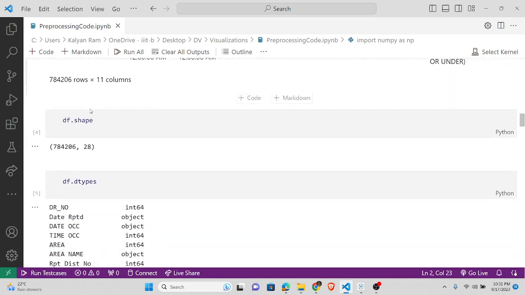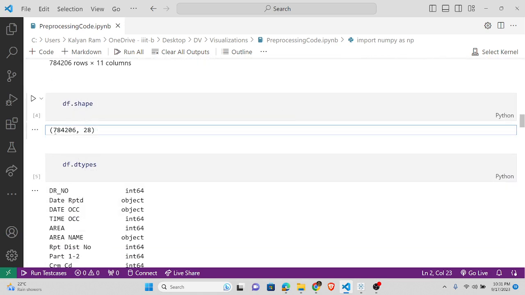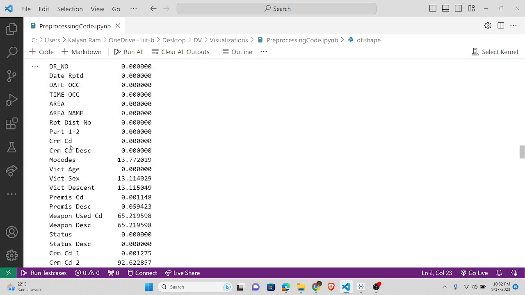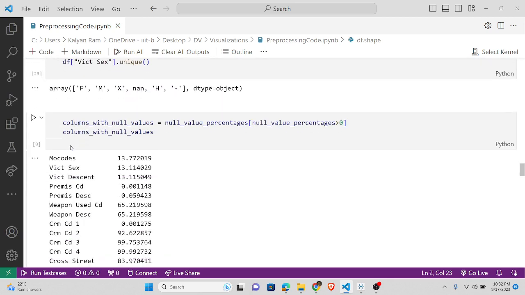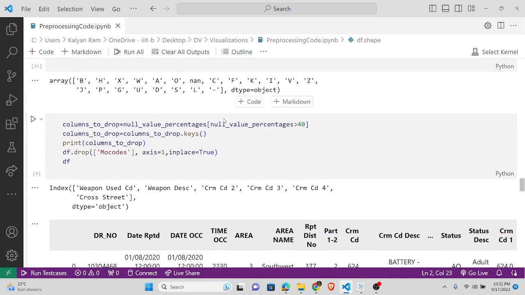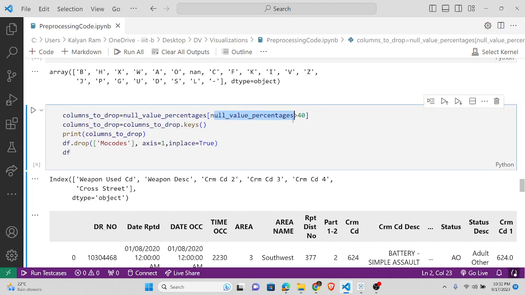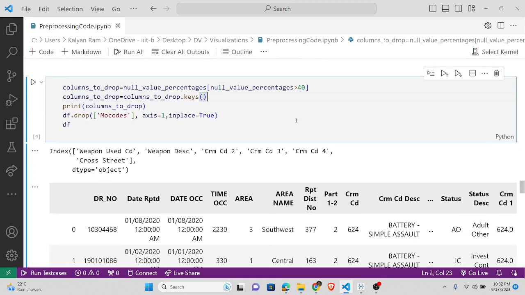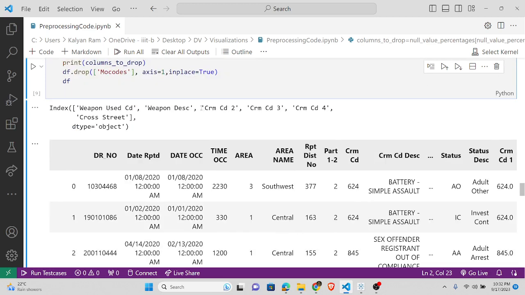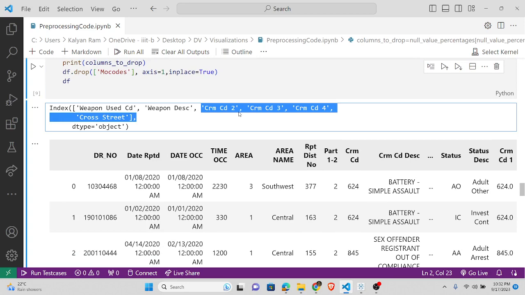After which we got some details about the dataset, like the number of rows and columns and the column names themselves. Once we got this, we found all the columns which had at least one null value. Then we checked all the columns which have more than around 40% null values. Once we found this data, we decided to remove these four, that is Crime Code 2, 3, 4, and Cross Street, as these fields were not required for any of the visualizations.